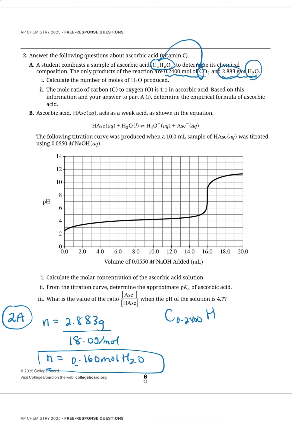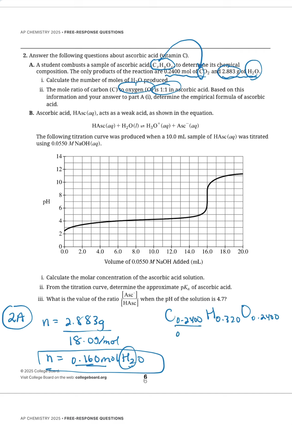We just have to be careful because the moles of water is 0.160, but there's 2 moles of hydrogen per 1 mole of water. So we have to double it when we put this in our empirical formula. This will become 0.320. Now in the question, it tells me oxygen will be a 1-to-1 ratio to carbon. So that means I'm going to have also 0.2400 moles of oxygen.